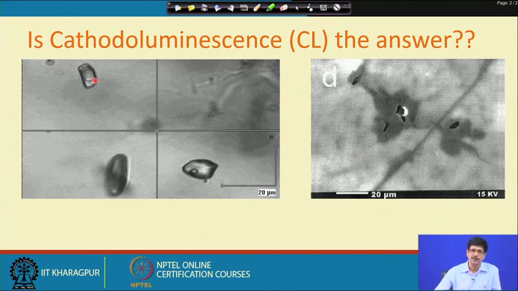So, cathodoluminescence does not always give a practically useful result, but sometimes it can also indicate a very useful situation like this, where we can say that cathodoluminescence can come in a big way. It can help establish the time relationship between fluid inclusions, which is a part of fluid inclusion petrography.